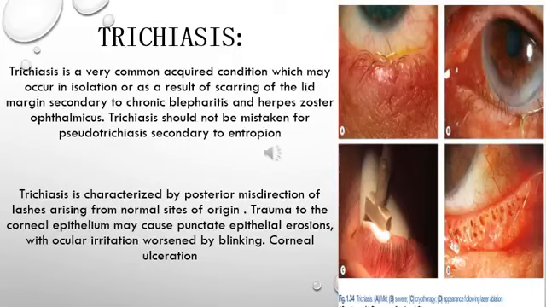So, in trichiasis, what will we see on examination? It's characterized by posterior misdirection of the eyelashes arising from a normal site. So there's misdirection of the lashes which are arising from the normal site of origin. Trauma, of course, when the eyelashes are directed into the eye, to the corneal epithelium may result in punctate corneal erosions with ocular irritation that is worsened by blinking. Corneal ulceration and pannus formation may occur in severe long-standing cases.